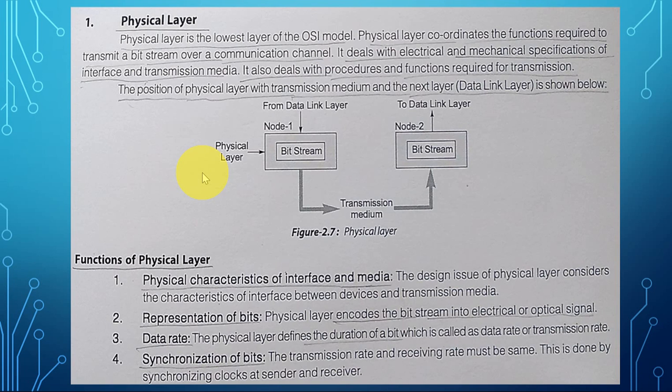Then the representation of bits. The physical layer represents the bits, that is, it encodes the bit stream into electrical or optical signals. Then it decides the rate at which data is to be transmitted and the synchronization of the bits. It also deals with the procedures and functions required for the transmission.